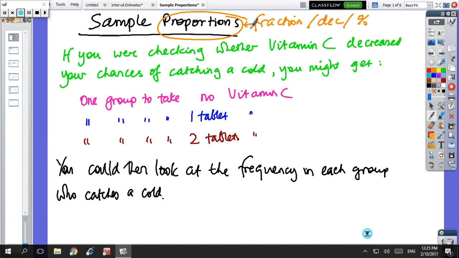So if you were checking whether vitamin C decreased colds, you might get one sample group to take no vitamin C, one sample group to take 1 tablet, and one sample group to take 2 tablets. And then you could look at the frequency, how many people in each group got a cold. You don't need to copy anything down there. I'm just talking about an experiment.